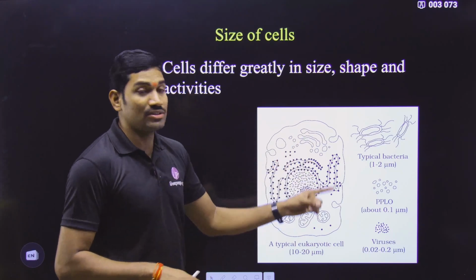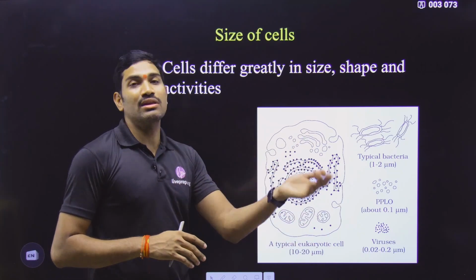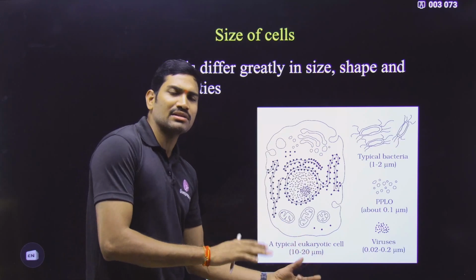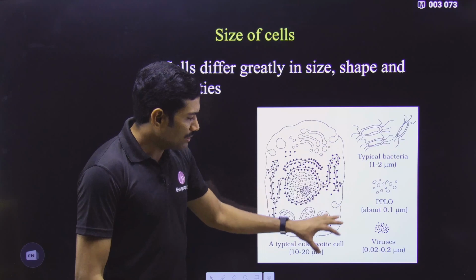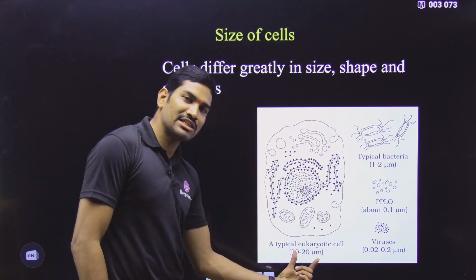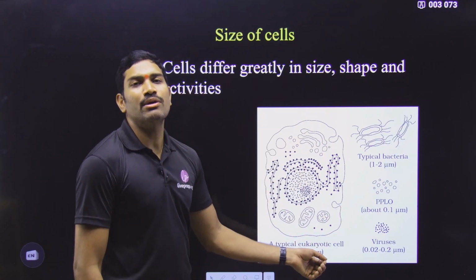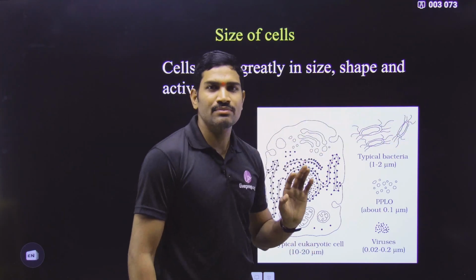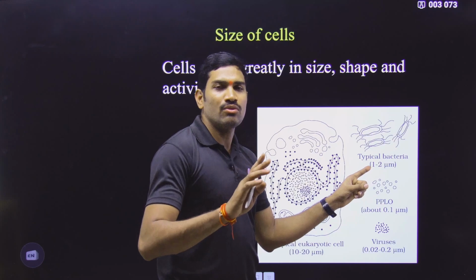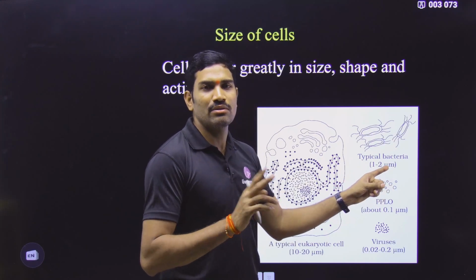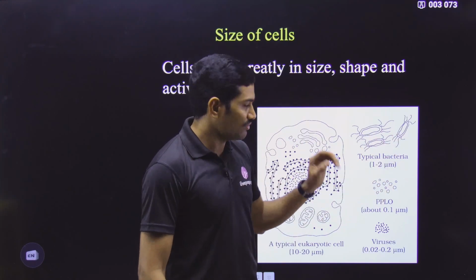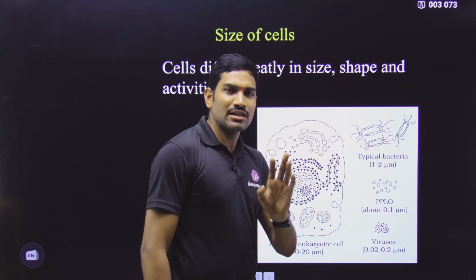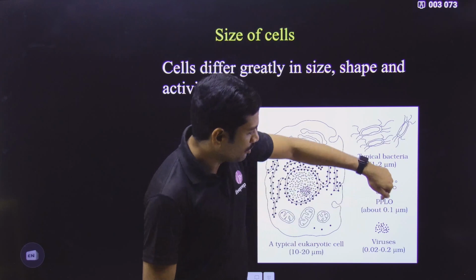Please remember, all these are average values. Some cells may have more than this, some cells may have less than this also. The majority of the cells will come under this particular range. That's why they are giving the average value. So a typical eukaryotic cell has a size range between 10 to 20 micrometers, or simply 10 to 20 microns. And here they gave a typical bacterium. The size they have given is 1 micrometer to 2 micrometers, or 1 micron to 2 microns, as the average size. And then they have given PPLO. What is the PPLO full form? Separately under the prokaryotes we will study. What is PPLO?